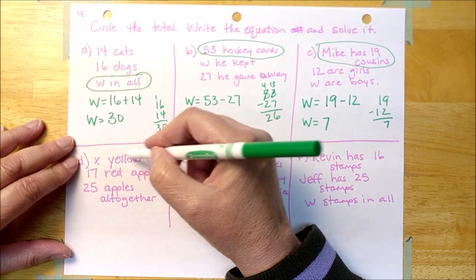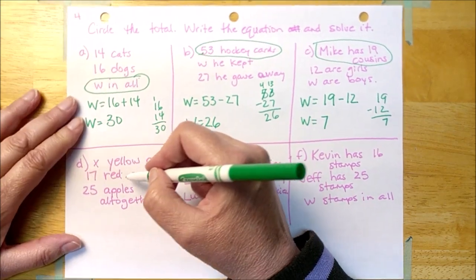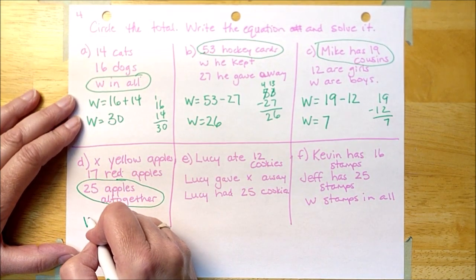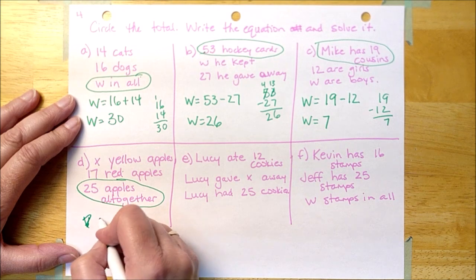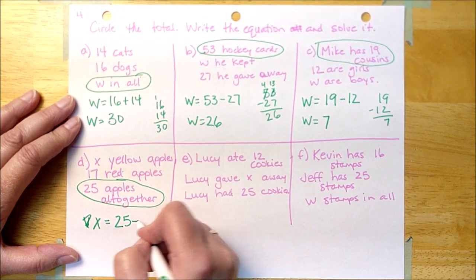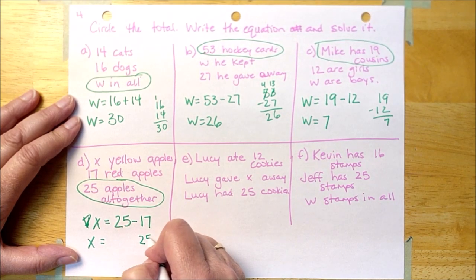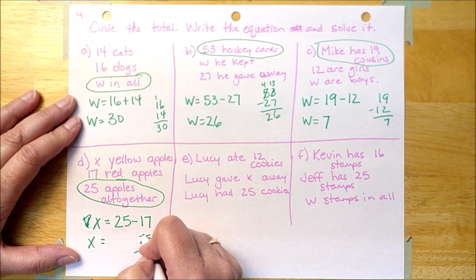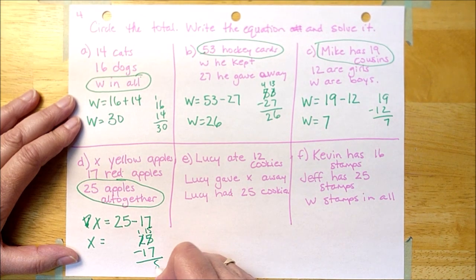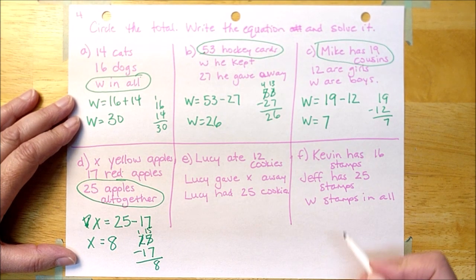There are X yellow apples, 17 red apples, 25 apples altogether. So this is my total, 25 apples. Oops, here I'm solving for X, not W. I know my total, so I'm going to take my total, subtract my other number, and that will tell me how many yellow apples there are. So I'm going to cross that out. Becomes 15 minus 7 is 8, and 1 minus 0. So there are 8 yellow apples.